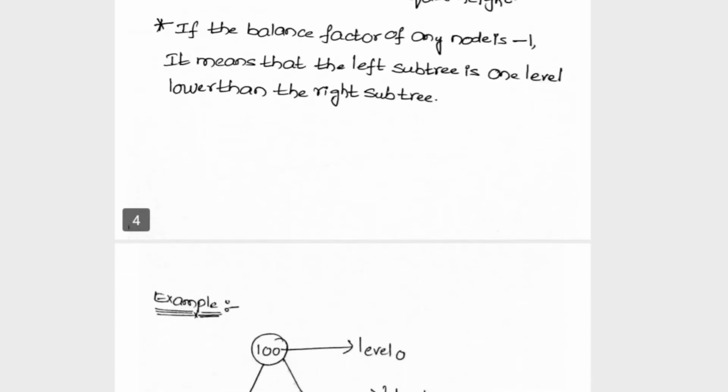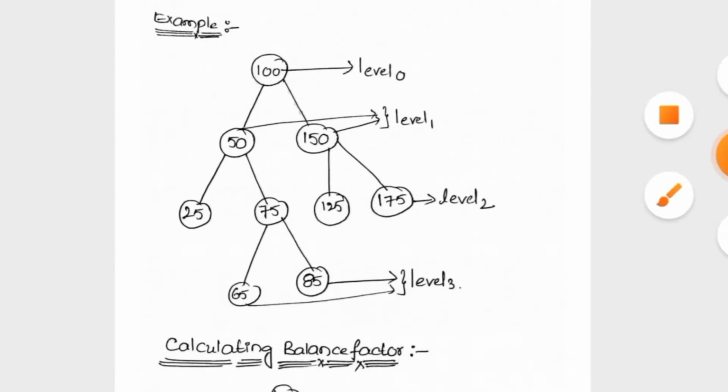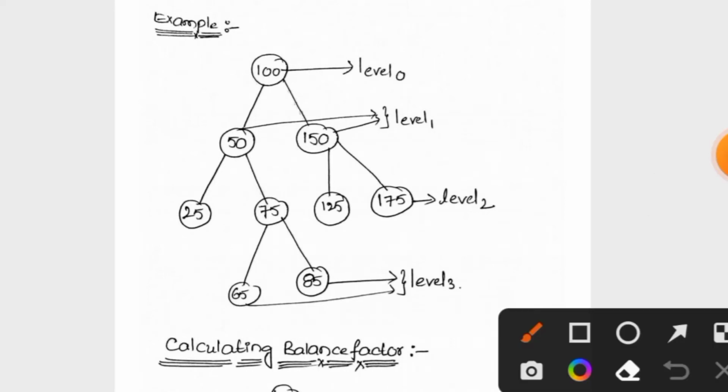Now here we will see how we can calculate the levels. You can see the example tree. 100 is the root element. Why we call it the root element: in any tree the first node which starts the tree is called the root element. The level of the root element is 0. Next we can see it has two children, 50 and 150. The level is level 1.